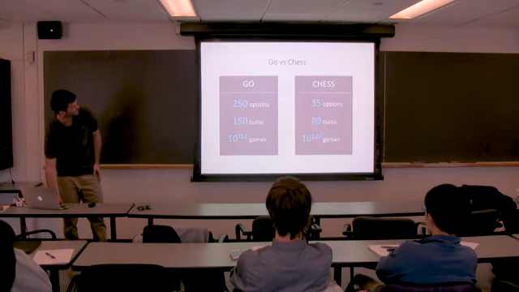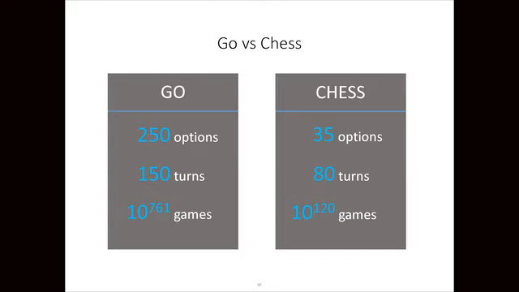game is quite extreme. At each turn, you have about 250 options that you can play. Each Go game lasts about 150 turns, so that gives you a total of 10 to the 761 games approximately. And to put that in comparison, here's chess. You can read those numbers. Chess is also pretty complex, but there are 35 options per turn.